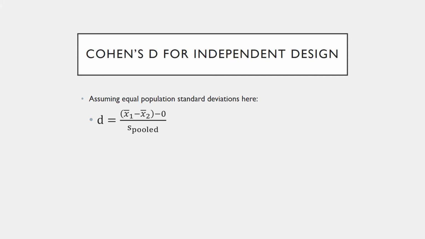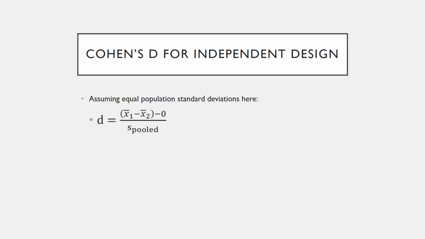The sample standard deviations are going to vary just by chance, even if the population standard deviations are equal to each other. So first you need to decide if you want to assume that the population standard deviations are equal or not. And for this class, we're always going to assume that. And then the D is calculated as such. It's the difference in the sample means minus 0 divided by the pooled standard deviation.